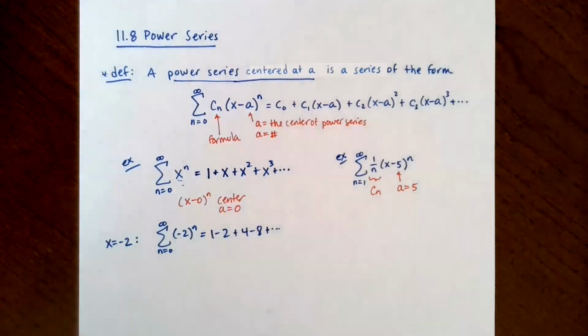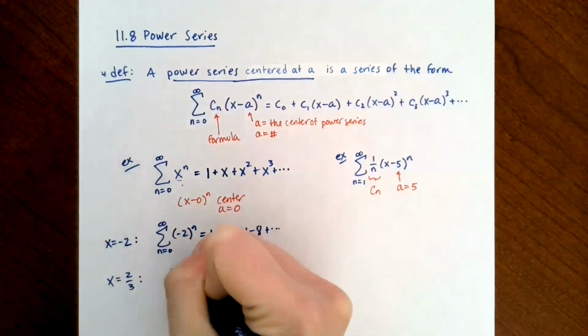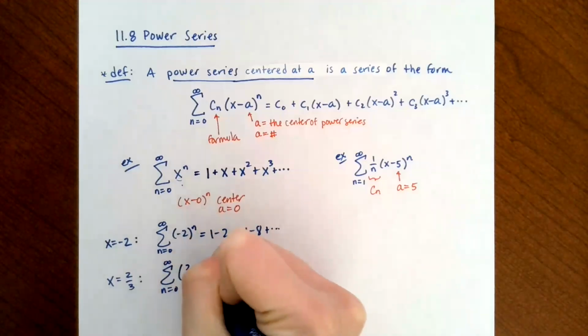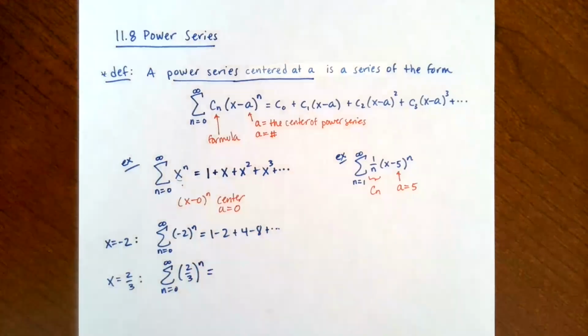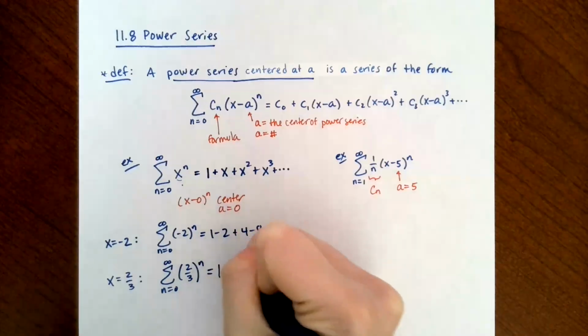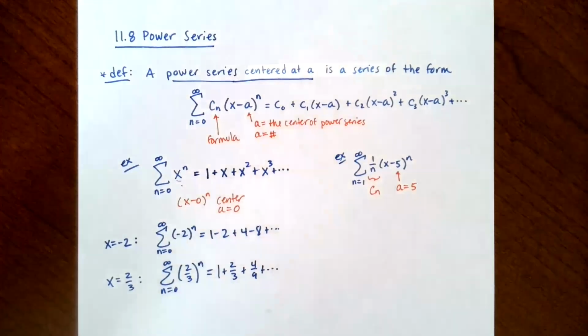We could also plug in a fraction. Let's say we plug in x equals 2/3. Our series becomes (2/3)^n, which again is just a regular geometric series. We get 1 plus 2/3 plus 4/9, and so on.